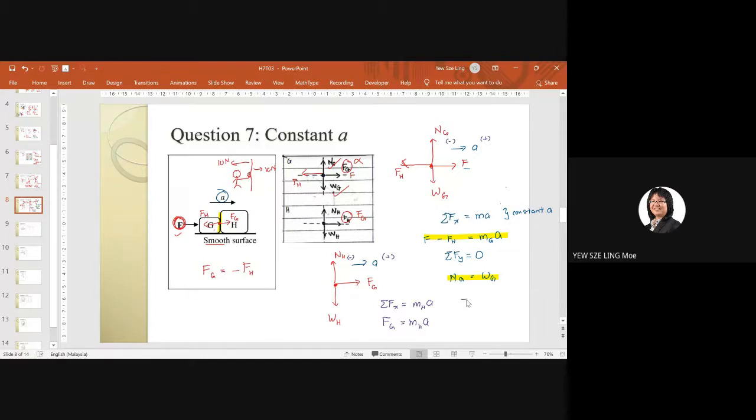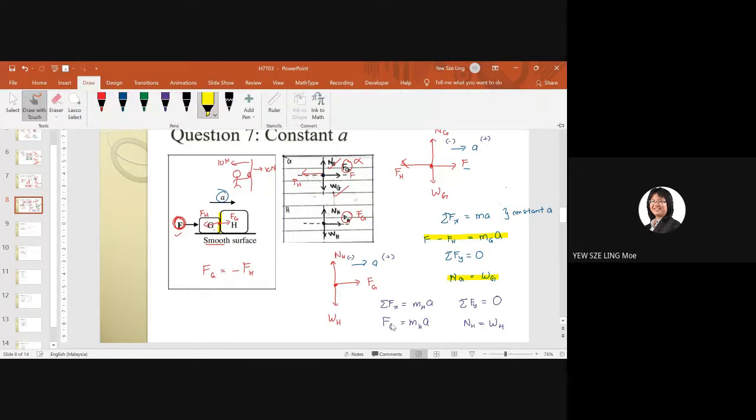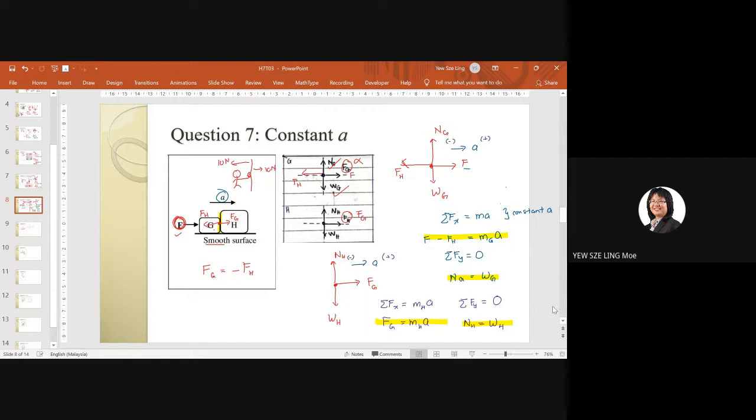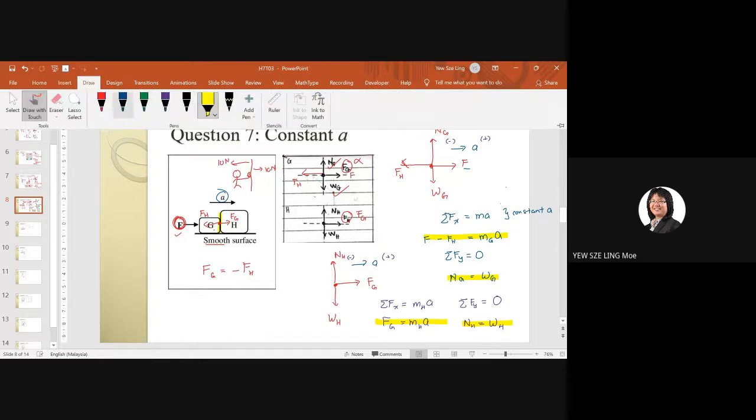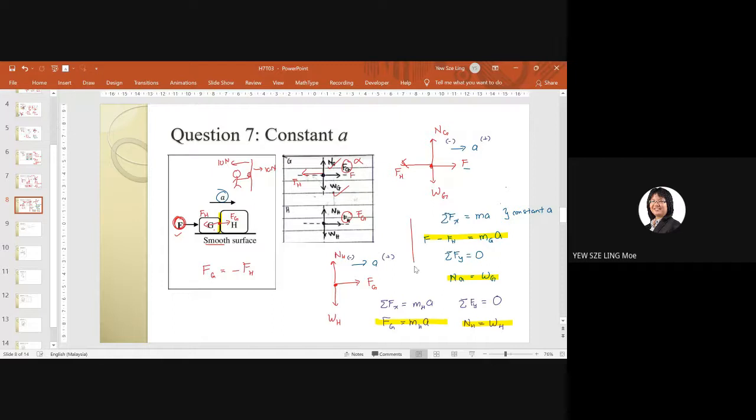And for Y component, summations Fy, again, there's no motion along Y component. Your object doesn't move up and down. Therefore, summations Fy is equal to 0 and NH is equal to WH. So again, another two equations from object H. So you can have four equations from this diagram.